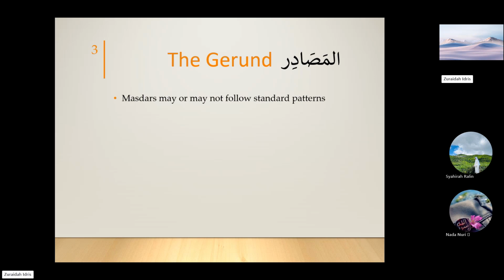Now, masdars may or may not follow standard patterns. We know this because we learned about the various families, family 2, 3, 4, 5, 6, right up to 10. We have a pattern for the masdar, but we do not have a pattern for family 1, what we know as the mujarrad family, because you have to open the dictionary and find out how the masdar looks. But for the rest of the families that we know, the masdar has a standard pattern. So we call masdars that follow patterns qiyasi, it has rules. For those that do not follow patterns, ghair qiyasi, they don't have rules.